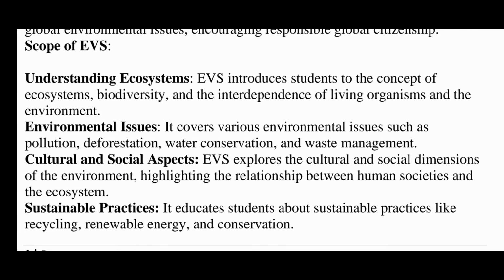Understanding ecosystem. EVS introduces students to the concept of ecosystem, biodiversity, and interdependence of living organisms and the environment. Now you see, understanding ecosystems, you know that ecosystem can be broadly divided into two types, that is biotic and abiotic. Now, what is the meaning of the word biotic? See, by the word bio, you should understand that bio means something living, right? So in an ecosystem, you find biotic and abiotic elements.